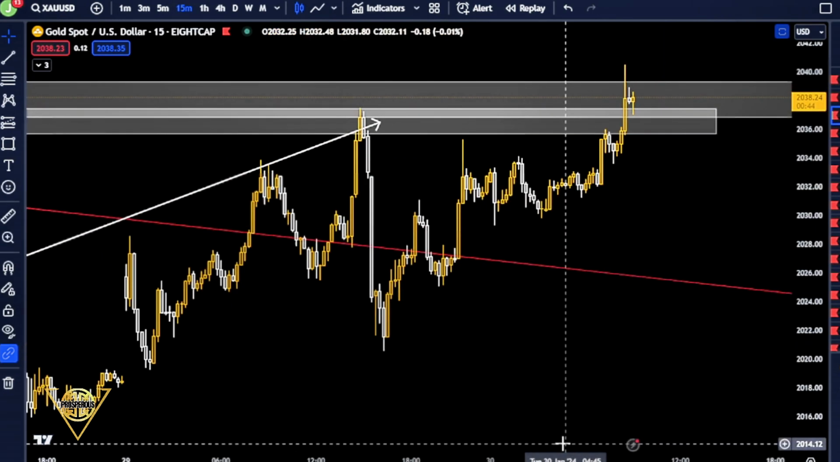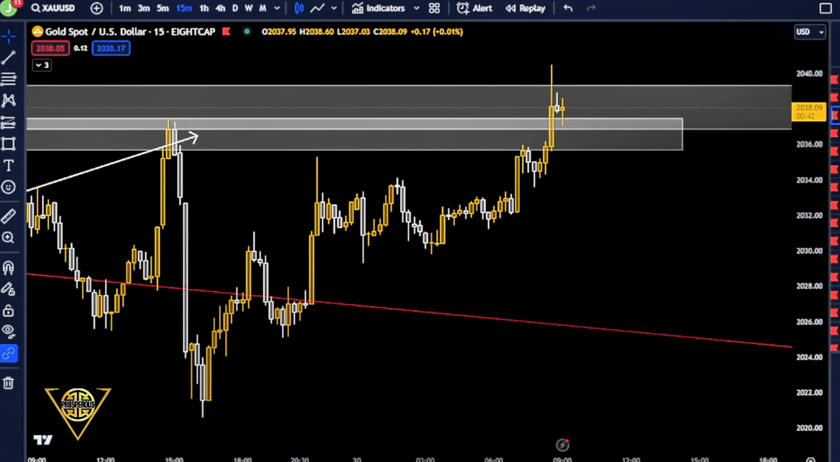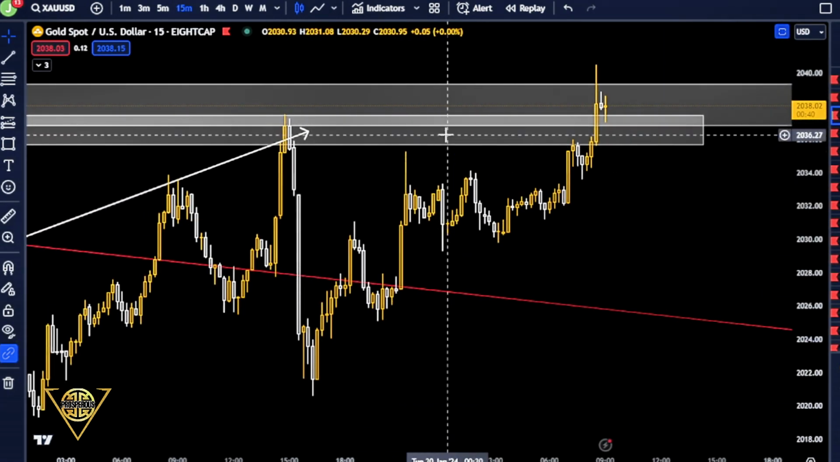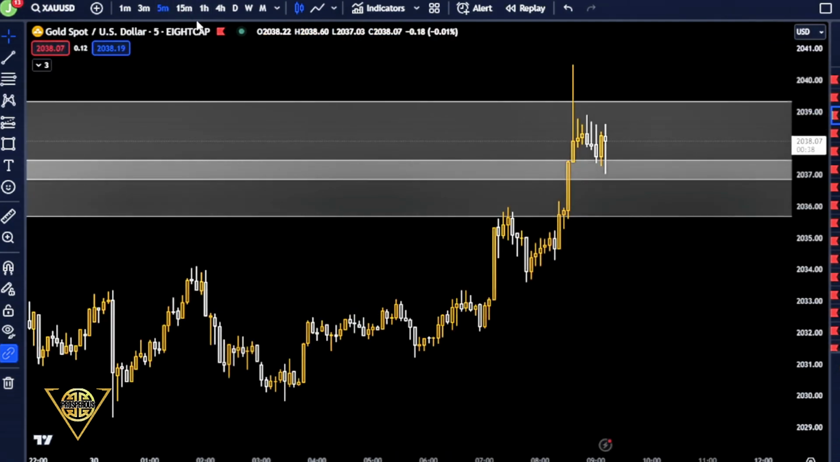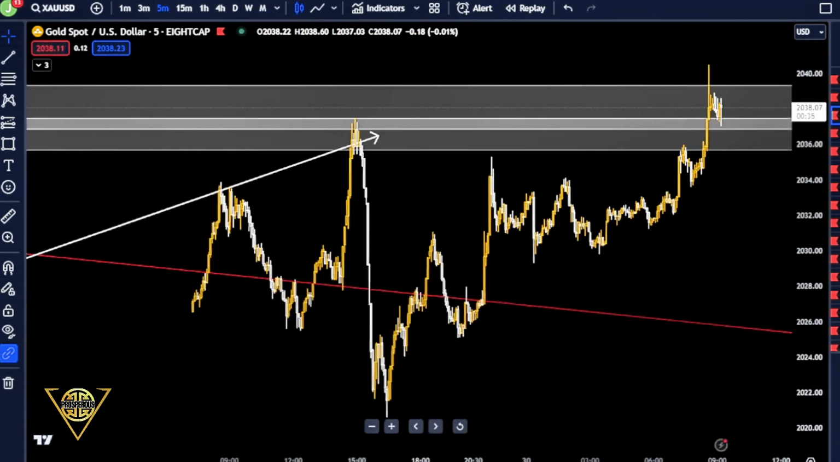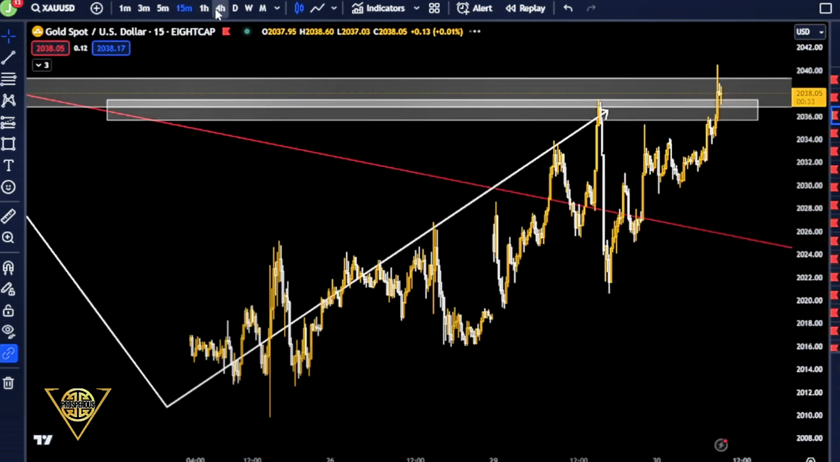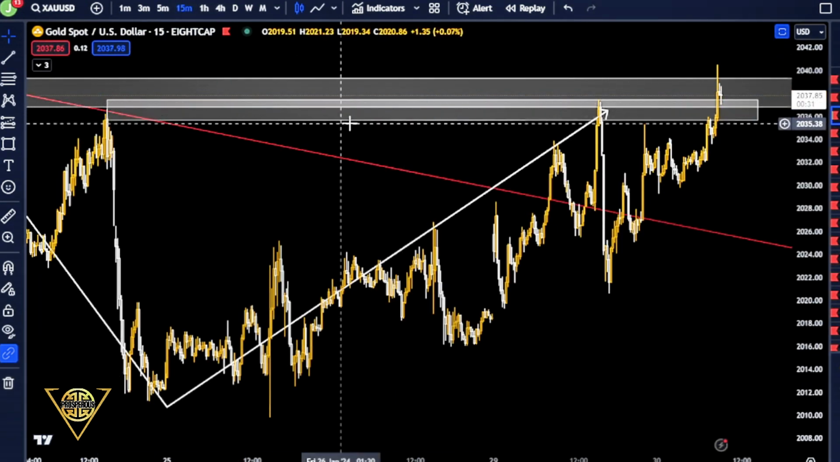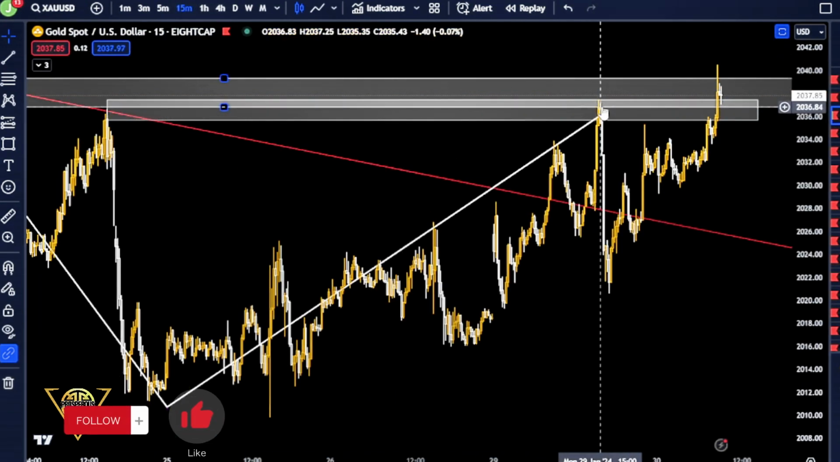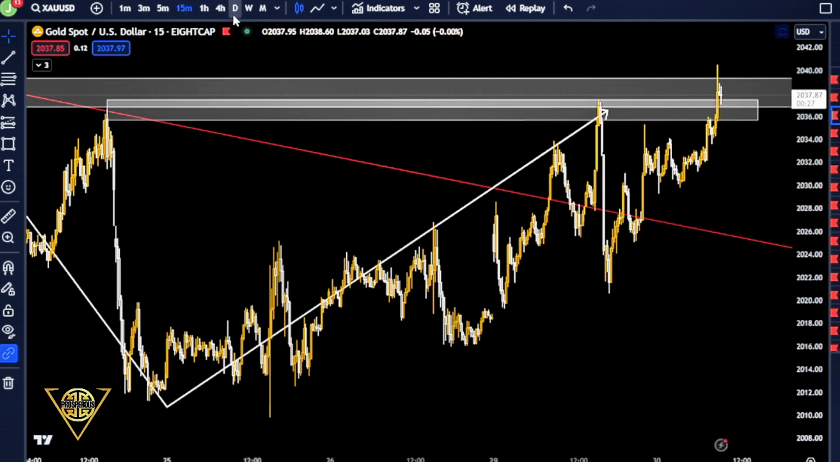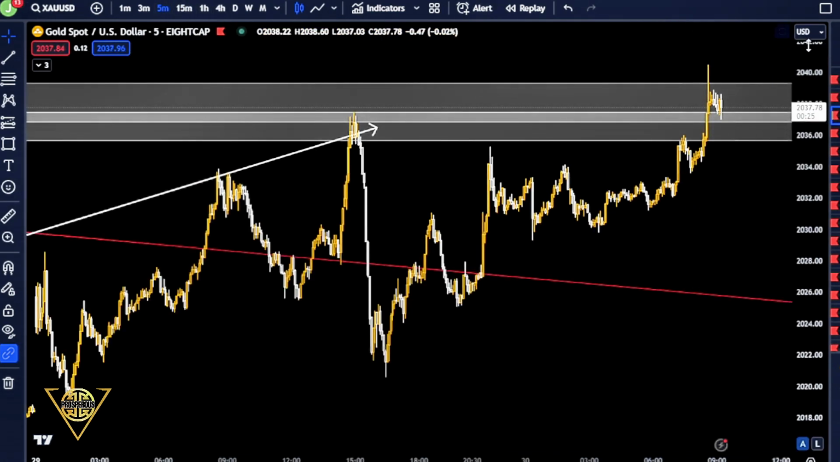On a smaller time frame, we have a nice buy situation here, guys. Let's look at this. Do you see what I see? We have this support. We have this previous resistance that formed support. It's being tested as support right now.